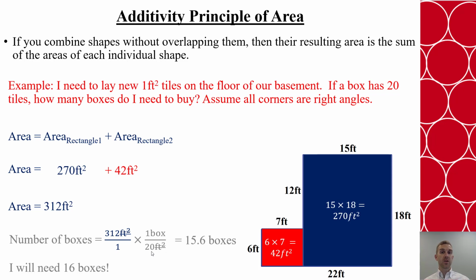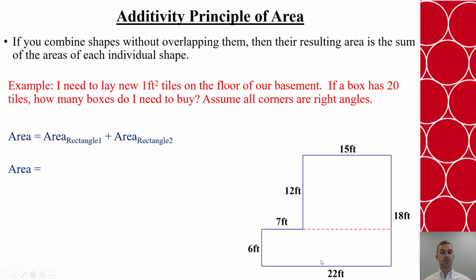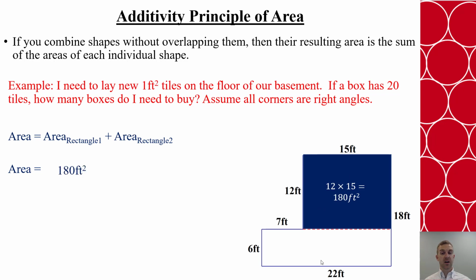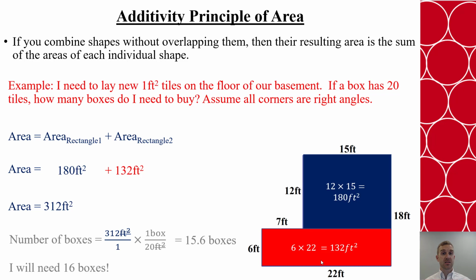Now, that's not the only way I could have solved it. I could have instead drawn the line horizontally. And if I look, now I have this upper rectangle and this lower rectangle. And if I find the area of these two rectangles, 12 times 15 is 180 square feet, and then 6 times 22 is 132 square feet. When added together, that's again 312 square feet, and I'm back to 16 boxes needed. So it doesn't matter where we make the split, as long as we can find the area based on the way that I split up the shape.